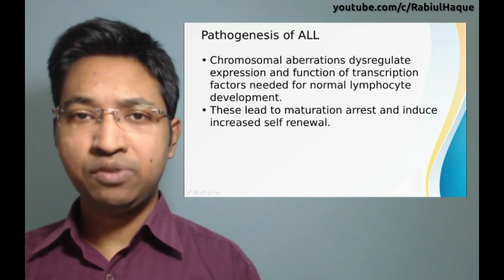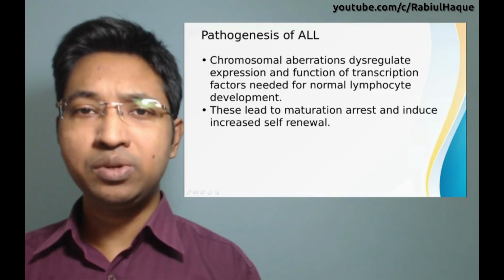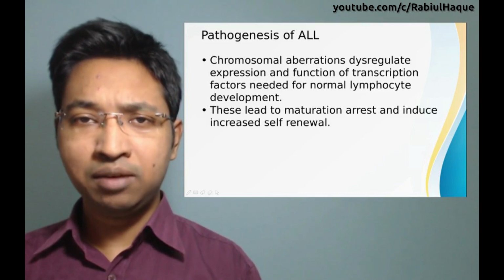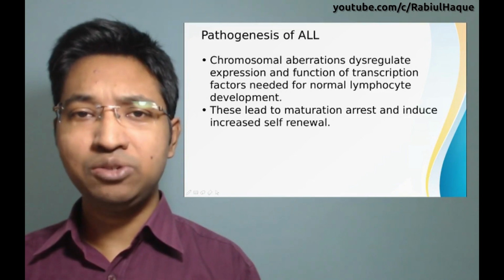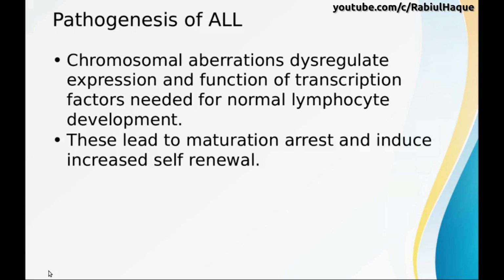So now that we have classified acute lymphoblastic leukemia, now let's move on and talk about the pathogenesis of acute lymphoblastic leukemia. Regarding the pathogenesis, always remember that chromosomal aberrations dysregulate expression and function of transcription factors that are needed for normal lymphocyte development. And all these things lead to maturation arrest, and they also induce increased self-renewal.